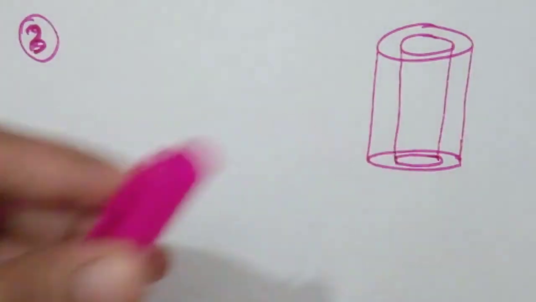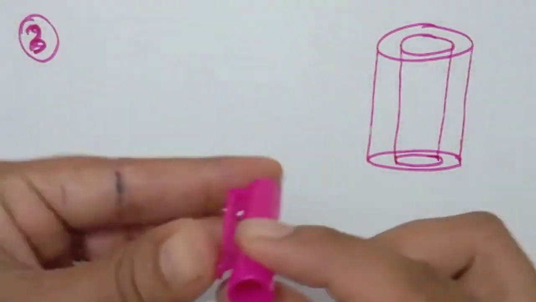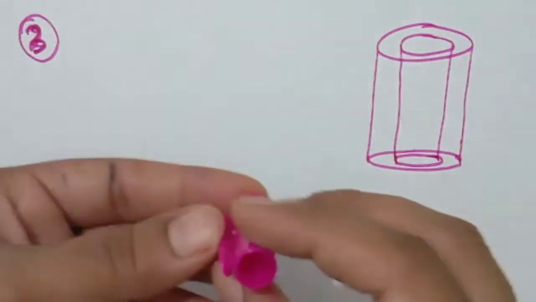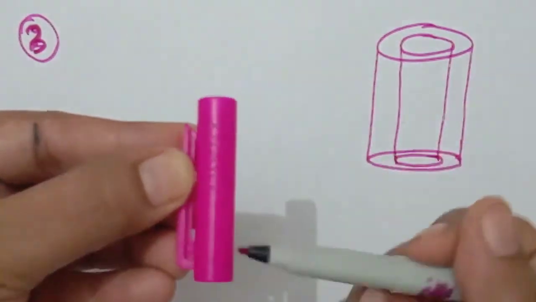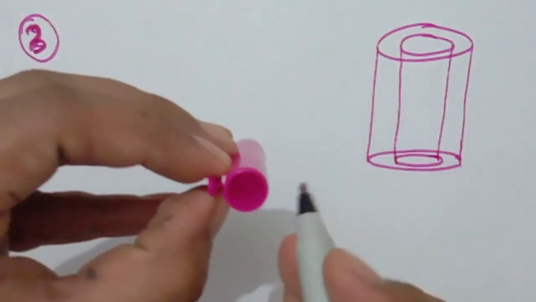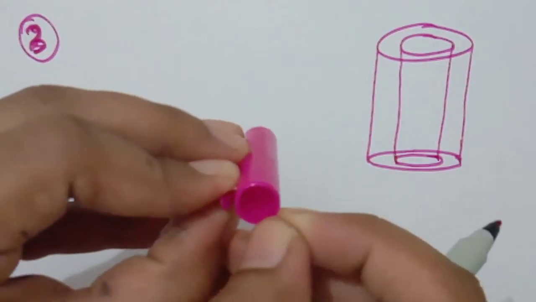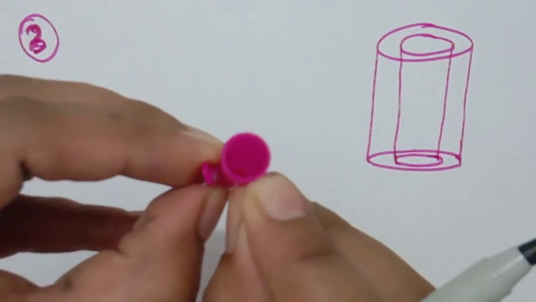Students, if we take the cap of the pen, forget about this part. This is a proper example of the cylinder. This pen has some thickness. This cap has some thickness.